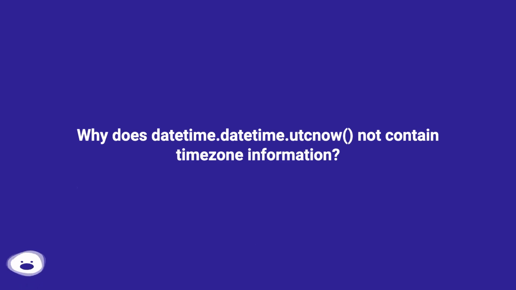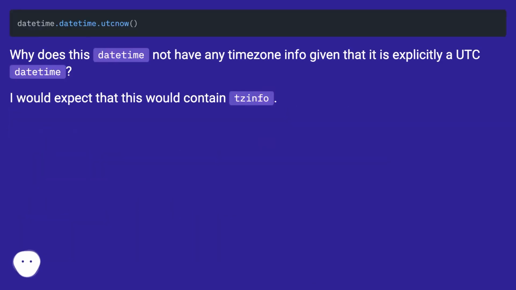Why does datetime.datetime.utcnow not contain time zone information? Why does this datetime not have any time zone info, given that it is explicitly a UTC datetime? I would expect that this would contain tzinfo.